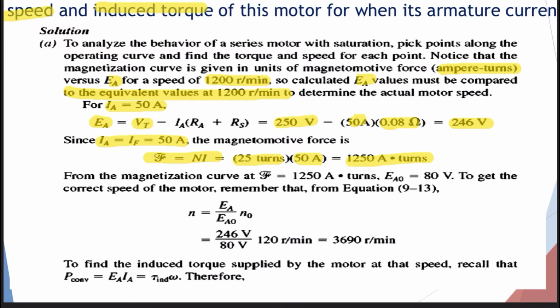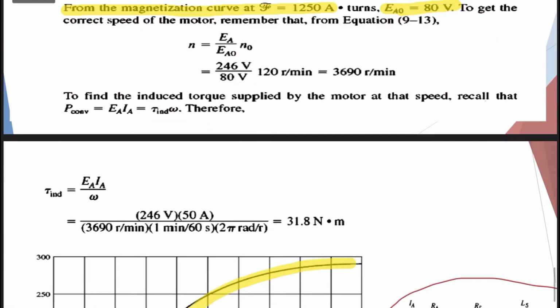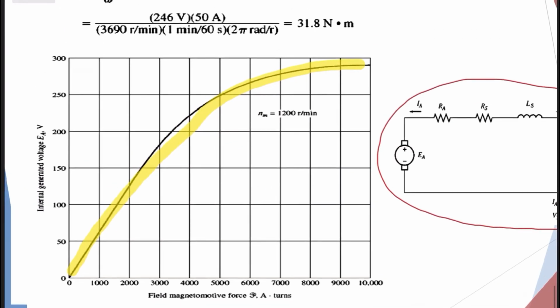Now, from the magnetization curve, with the same value here, we can find EA0. EA0 will be 80. Where do we get this value? From the magnetization curve, to get the correct speed of the motor. We can check, let's move to the curve here.